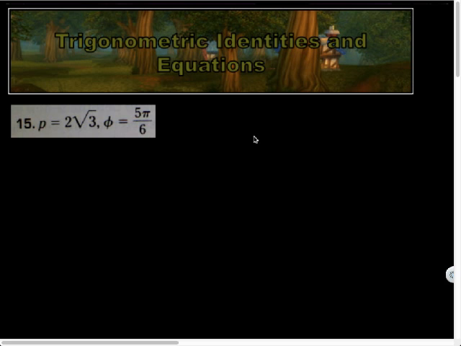Here's problem 15. They ask us to write the standard form of the equation of a line given p, the length of the normal segment, and phi, the angle that the normal segment makes with the positive x-axis. This is basically all about normal form. Normal form is x times the cosine of phi plus y times the sine of phi minus p is equal to 0.